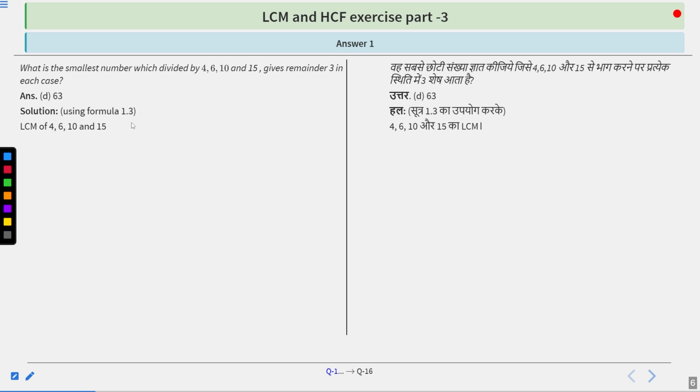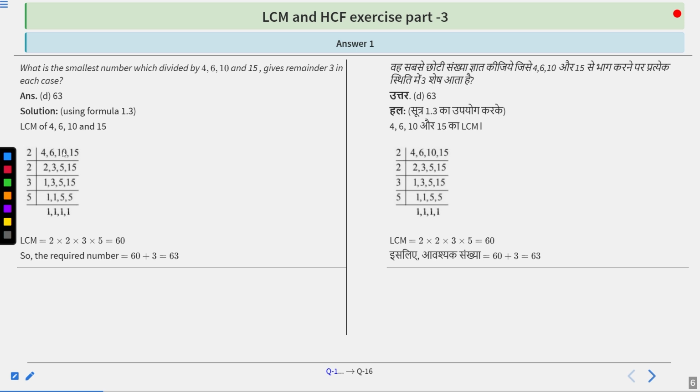Now we are going to use formula 1.3. First of all, we will find the LCM of 4, 6, 10 and 15 by using the common division method. 2 into 2 is 4, 2 3s are 6, 2 5s are 10, and 15 is not divisible by 2, so we will write 15. We keep on dividing until we get 1, 1, 1 in the last step. So the LCM is the multiplication of all these numbers, 2 into 2 into 3 into 5, that is 60. Formula 1.3 says that the number is equal to LCM of 4, 6, 10, 15 plus remainder. So LCM was 60 plus remainder 3, that is equal to 63, the required number. Option D is the correct answer.